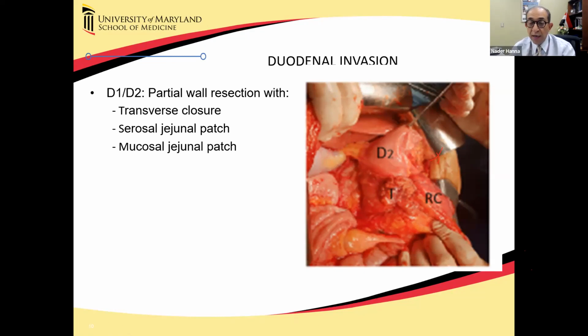But this is the one that a lot of people don't think about, have never done, and have probably never read about. But I'll show you how it's done. It's quite easy, especially when you have a large defect in the duodenal wall.